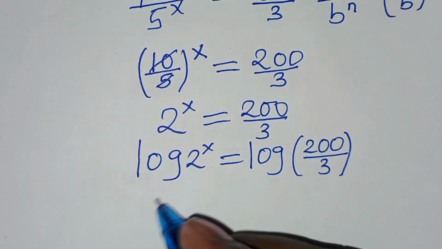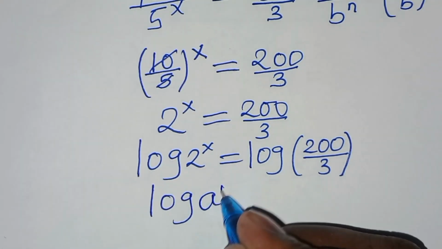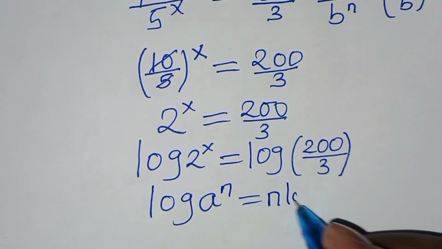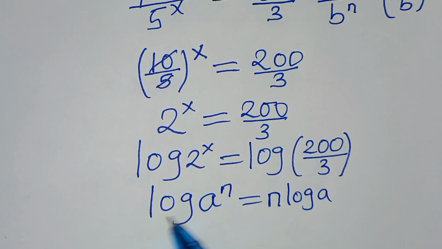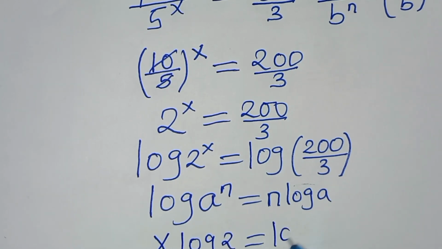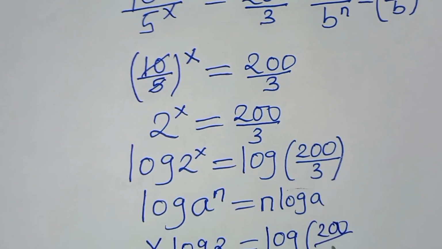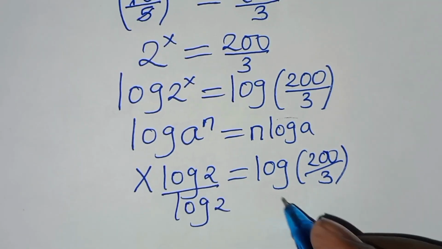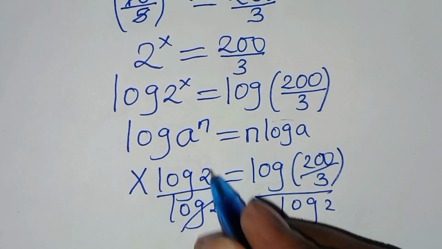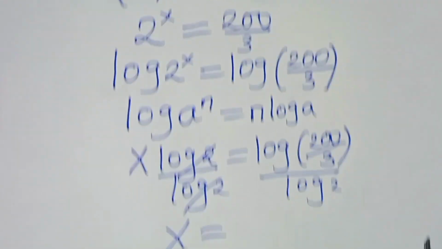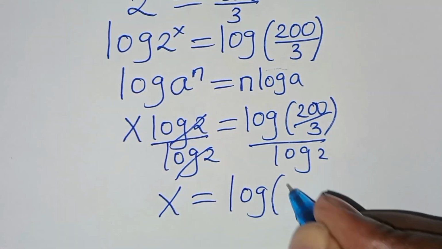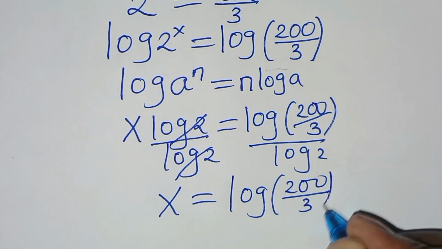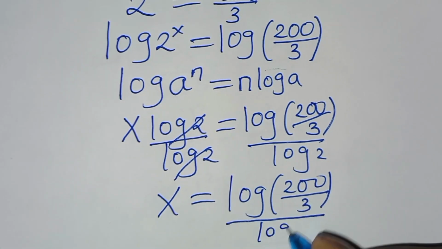So log 2 to the power x, this is in the form of log a to the power n, which we can express as n log a. So applying this power rule property of logarithm, then log 2 to the power x becomes x log 2. This is equal to log 200 over 3. So let's divide both sides by log 2, so that now here we'll have x is equal to log 200 over 3 divided by log 2.